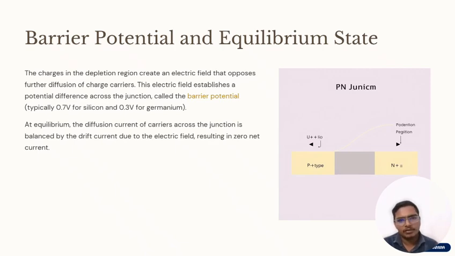At equilibrium, the diffusion current of carriers across the junction is balanced by the drift current due to the electric field, resulting in zero net current.